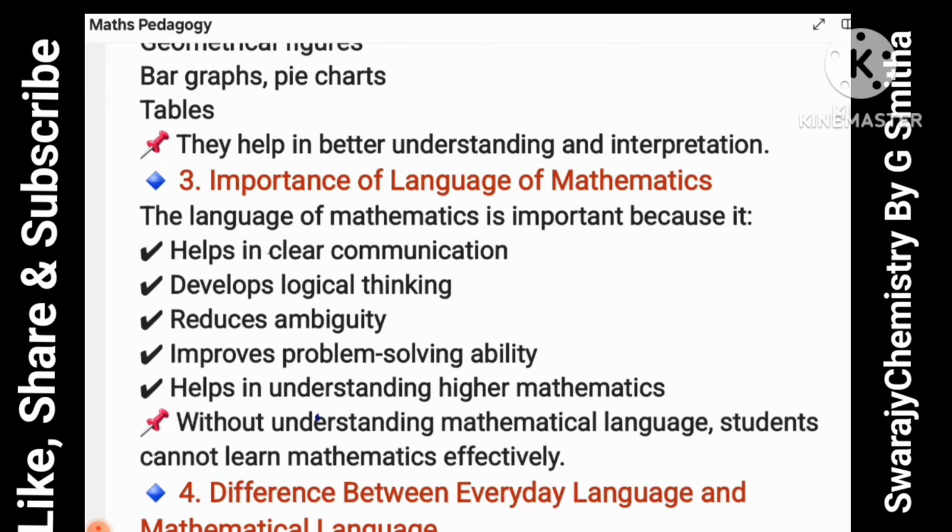Our next concept is importance of language of mathematics. The language of mathematics is very important because it helps in clear communication, develops logical thinking, reduces confusion, improves problem solving ability, helps in understanding higher mathematics. Without understanding mathematical language, learning mathematics becomes very difficult.